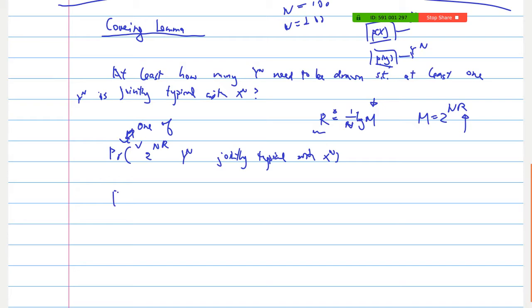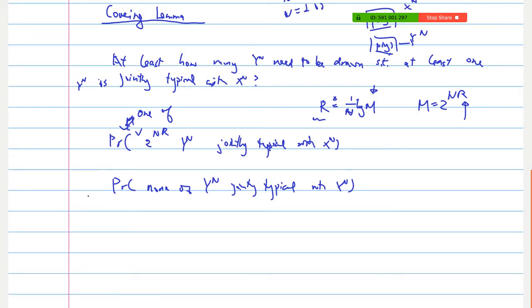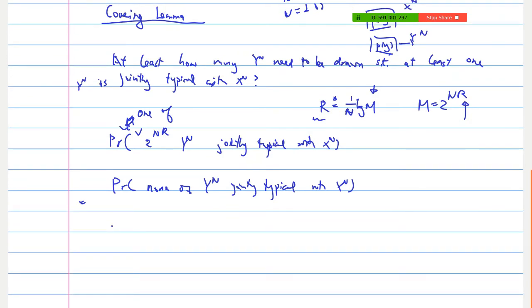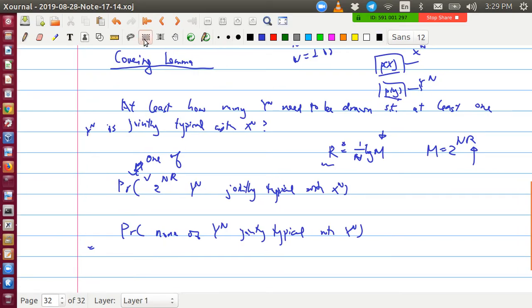Okay, we can ask the opposite question. What is the probability that none of the y^n is jointly typical with x^n? Of course this is just equal to 1 minus this probability, right? So it's the same to study either case. So let's see what's the probability that none of them are jointly typical? I don't think I have enough space like this. Let me copy to the next page.